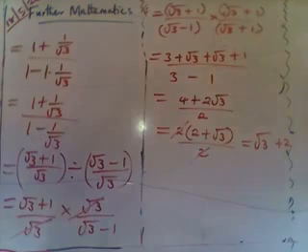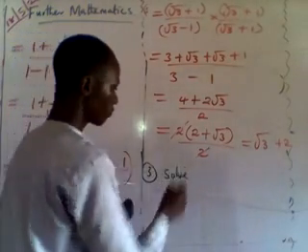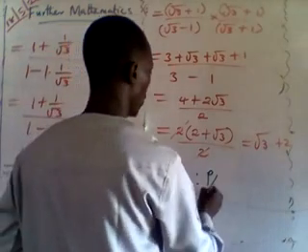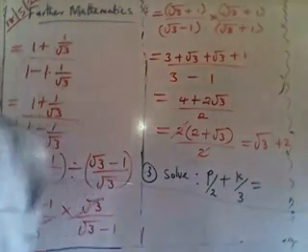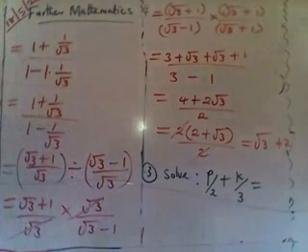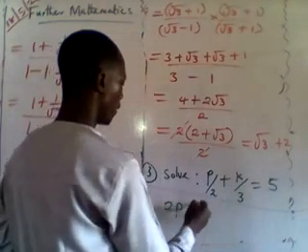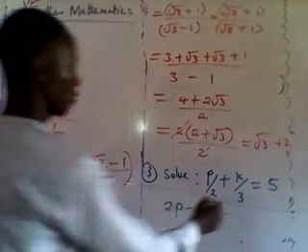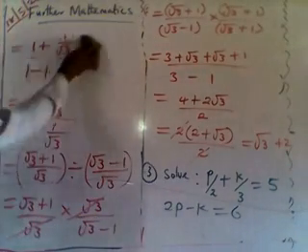Then the third one, we have to solve question 3. We have to solve p over 2 plus k over 3 is equal to 5. Then 2p minus k is equal to 6. You have to solve that simultaneous equation.